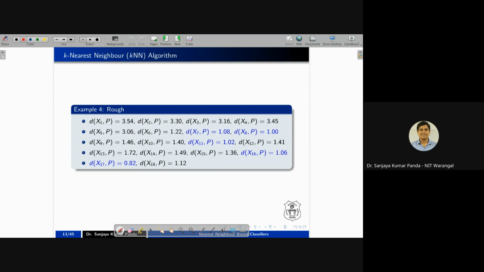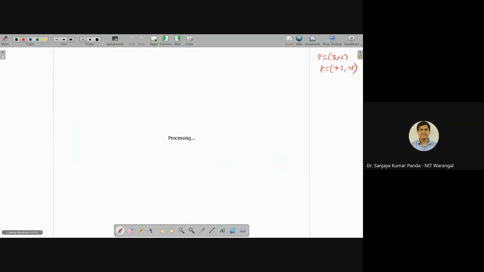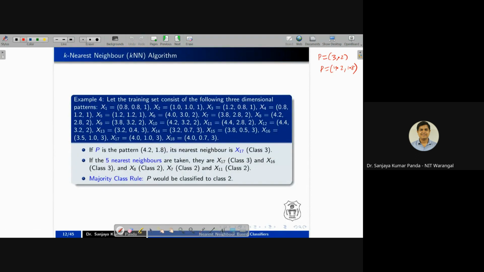Okay. So if you calculate this one, and let's say K value is equal to 1, it is a nearest neighbor algorithm, right? If you go for nearest neighbor algorithm, the closest distance is x17. X17 is the closest distance, that is 0.82. If you go to the x17 pattern, then the class level is 3. So the pattern P also belongs to class level 3.